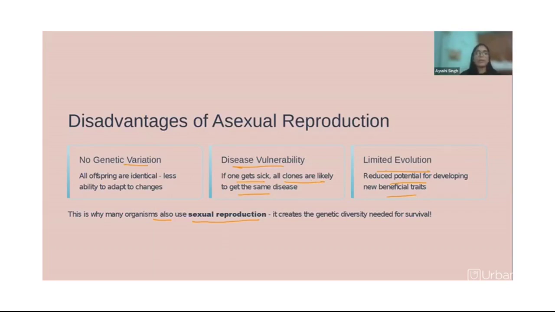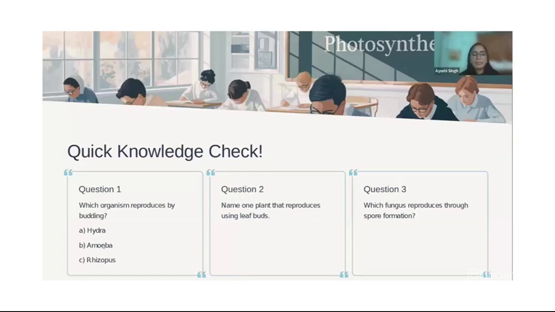One second. Okay, so now you can answer these questions. So first is, which organism reproduces by budding? Is it Hydra? Is it amoeba? Is it rhizopus? You can tell. Then the question is, name one plant that reproduces using leaf buds. This also I just told you. And lastly, which fungus reproduces through spore formation? This I might not have told you here. I might not exactly have mentioned it. So you can just check it out and let me know in the comment box.